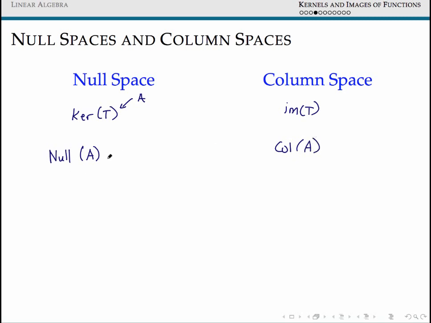So these two respectively refer to the set of all vectors v inside our original vector space so that T of v is equal to the 0 vector, or equivalently, if we have A as our matrix of this linear transformation, so that Av is equal to the 0 vector.